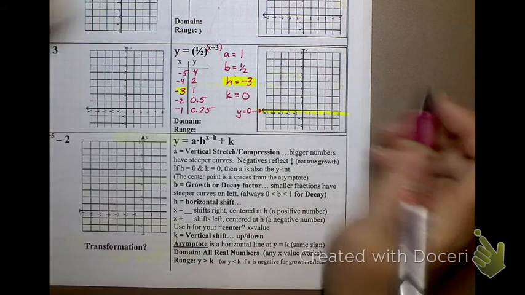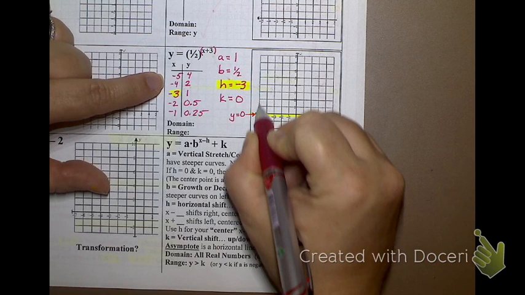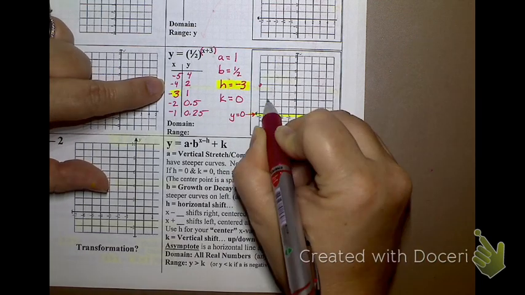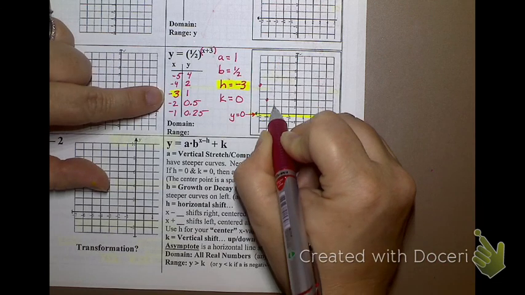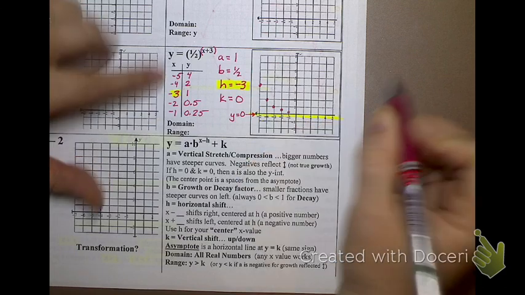All right, so let's graph these. -5, 4, -4, 2, -3, 1, -2.5, and -1.25.